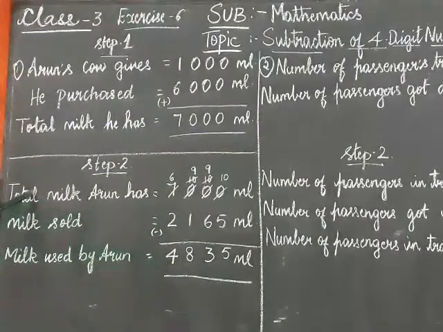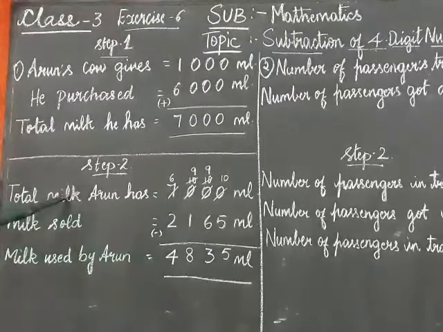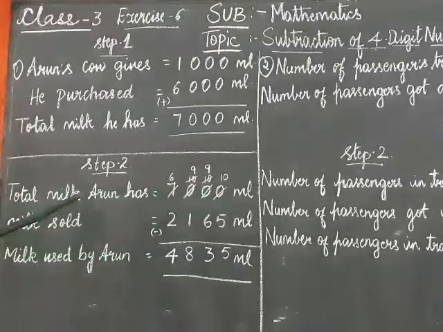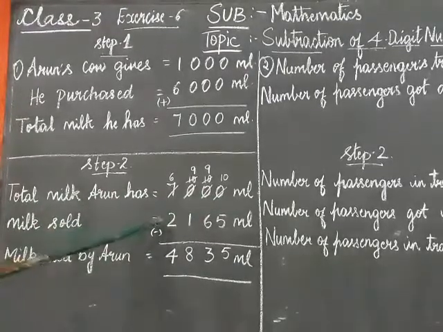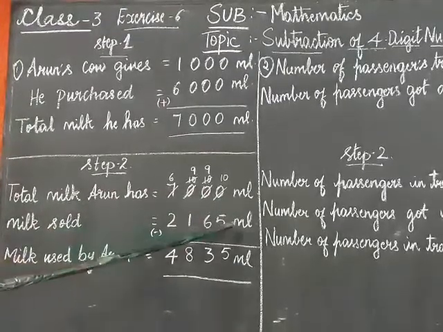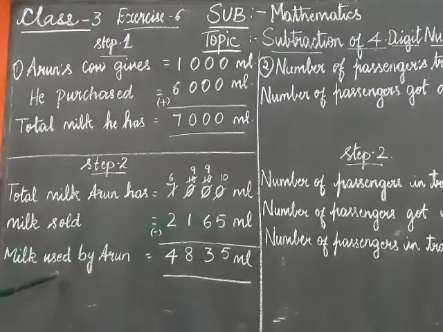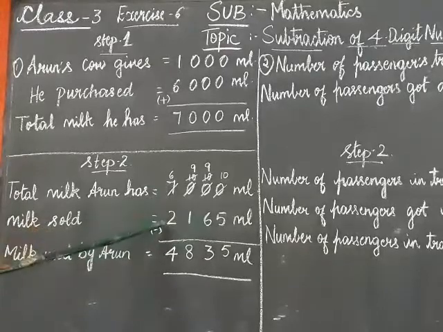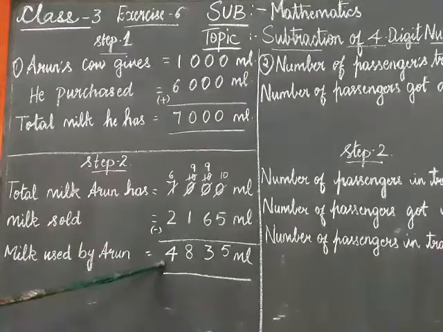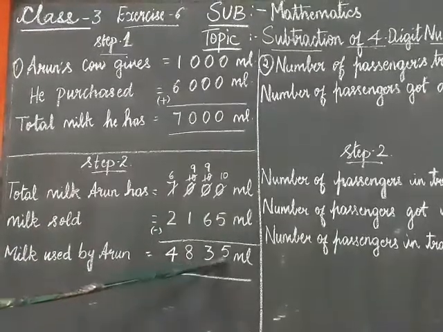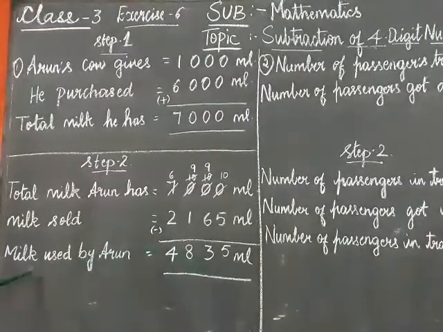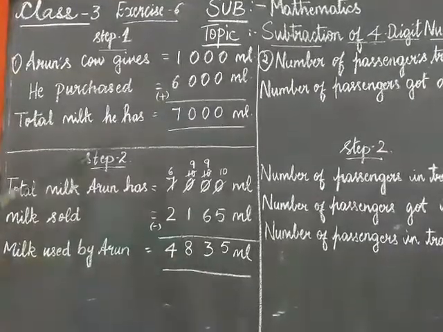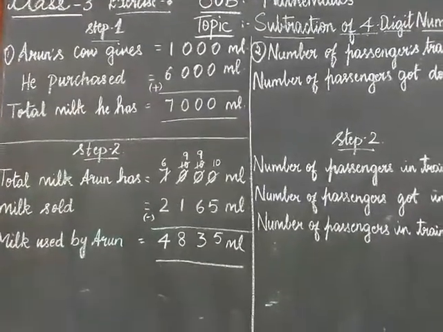So the next step is step 2. Total milk Arun has, how much? 7000 milliliters. Milk sold by Arun, 2165 milliliters. Milk used by Arun is, if we find the difference of these two numbers, we will get the answer, that is 4835 milliliters. This completes word problem number 1.